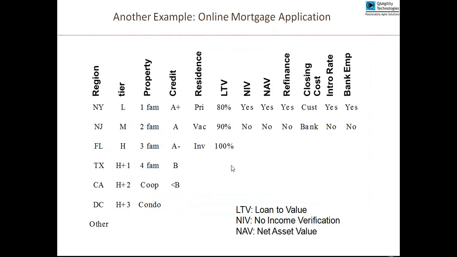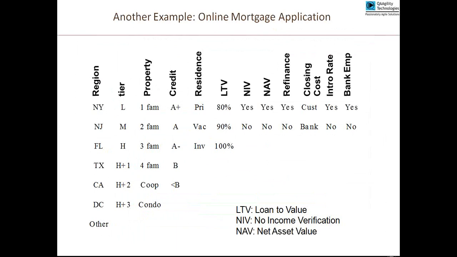And to give you another flavor of how things are, let's take this example. We have a combination of different things going on. The example here is for an online mortgage application. The online mortgage application behaves differently if somebody applies for a loan in a particular region, for a different tier of house that they want to buy, different types of properties, a different credit rating that the person has, different types of residences, and LTV, which is loan to value: the value of the property and how much loan we want against it.